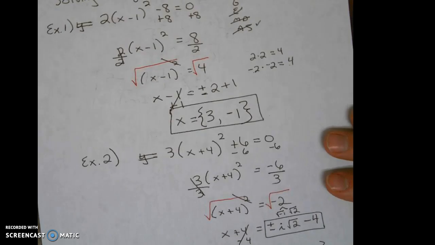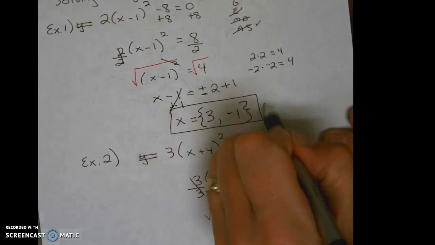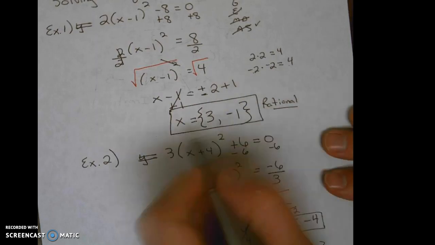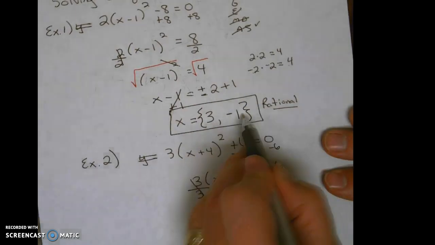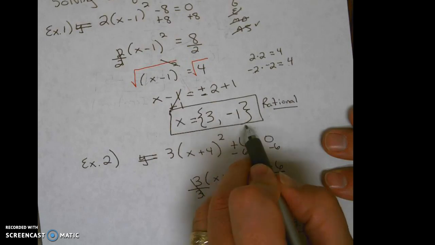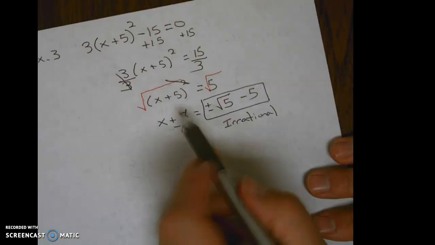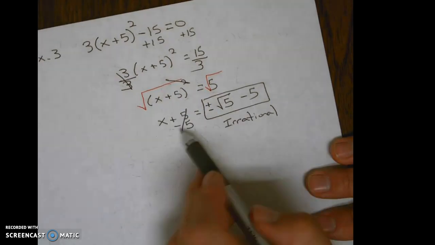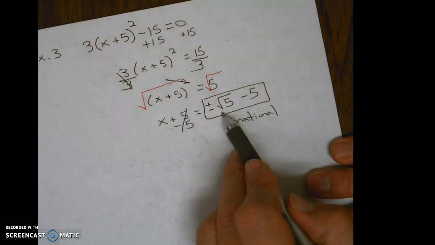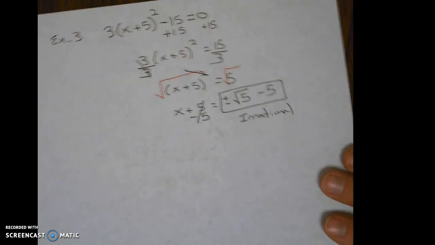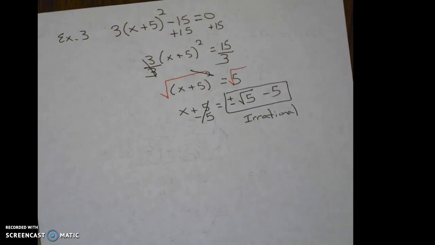And then up here at example 1, we have rational solutions. Remember that rational numbers can be put into fraction form. So like 3 over 1, negative 1 over 1, those are rational numbers. The square root of 2 or square root of 5 cannot be put into fraction form, so that is irrational. All right, and there you go.